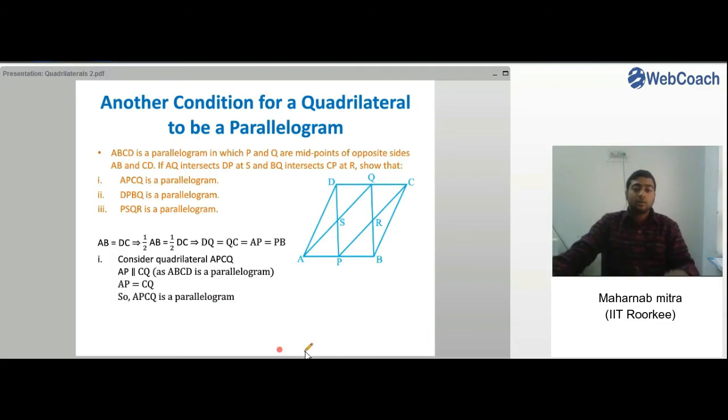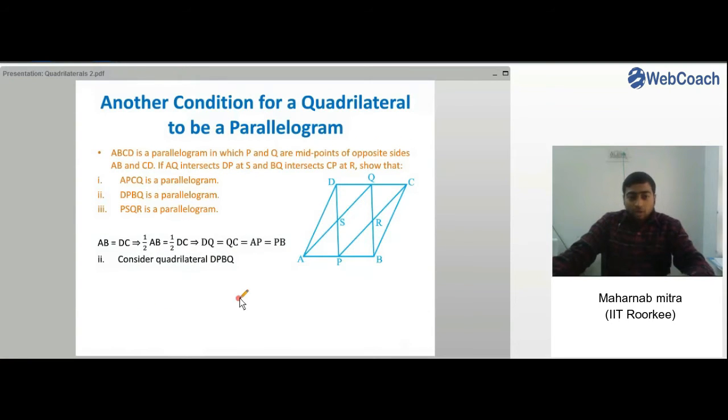So let us use this once again to find out the solution for the second part. The second part says DPBQ must be a parallelogram. So let us find out which one is it. DPBQ. So the quadrilateral formed by this must be a parallelogram. Let us see if we can find out that too.